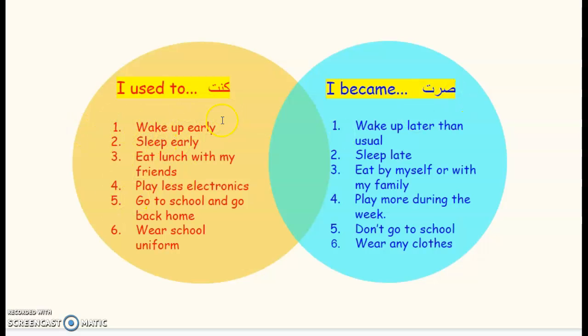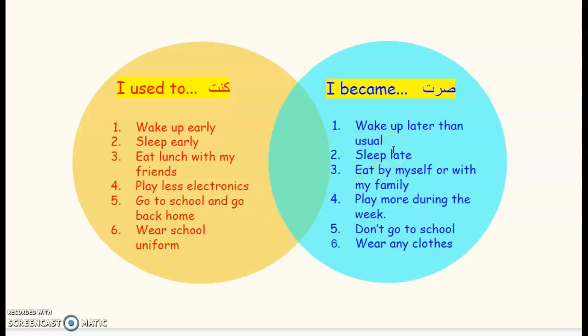Kuntu, I used to wake up early. I used to sleep early. I used to eat lunch with my friends. I used to play less electronics. I used to go home and go back. I used to go to school and come back home. I used to wear my school uniform.